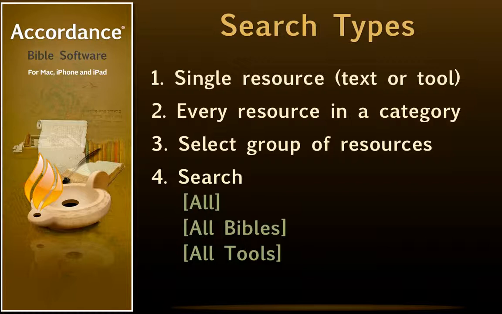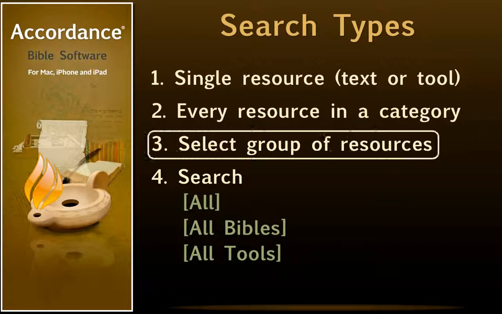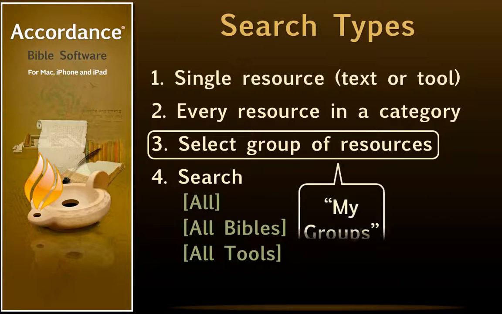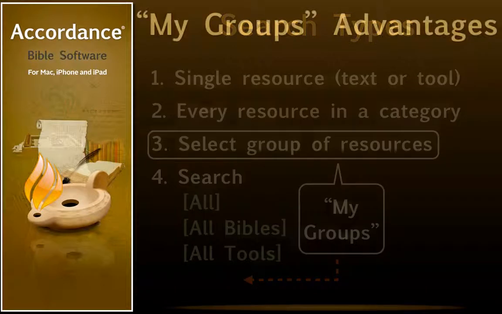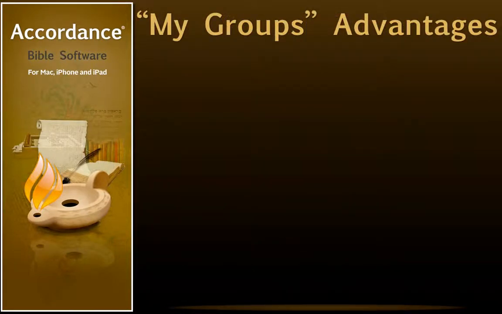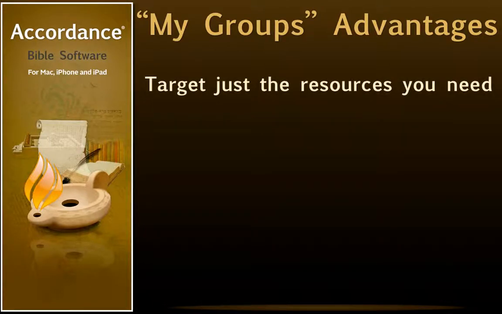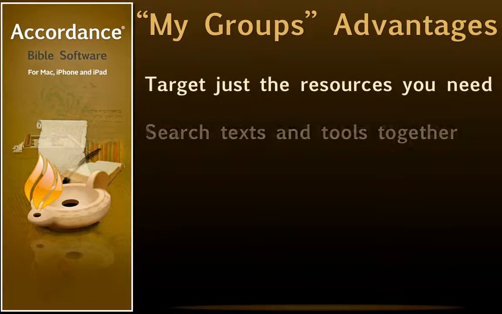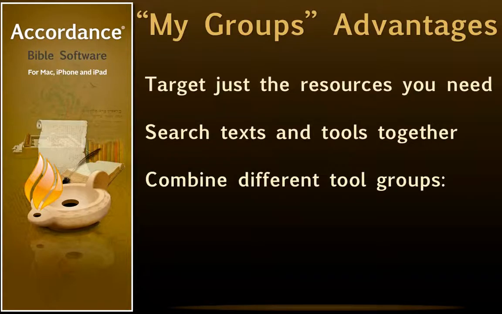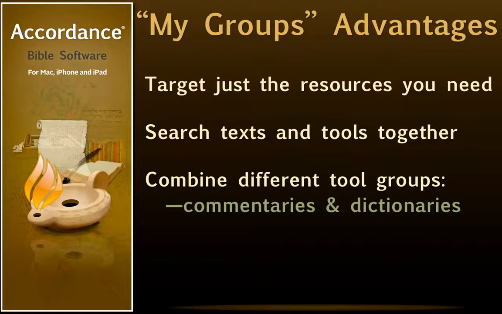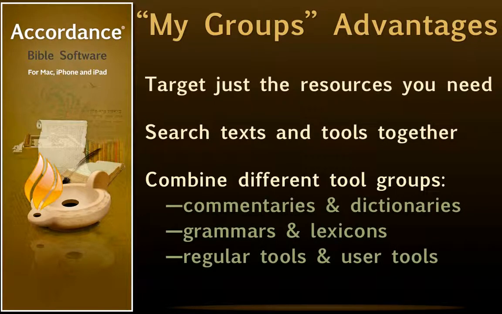Today's podcast focuses on the third type of search, a select group of resources. In Accordance 9, we call these My Groups, and once customized, each group is automatically added as a search all group. My Groups have a number of advantages. First, we can target just the resources we want. Second, we can search text and tools simultaneously. Third, we can even combine different tool groups, like commentaries and dictionaries, grammars and lexicons, and regular tools and user tools.